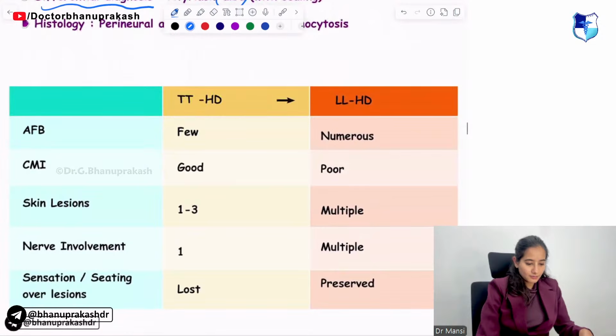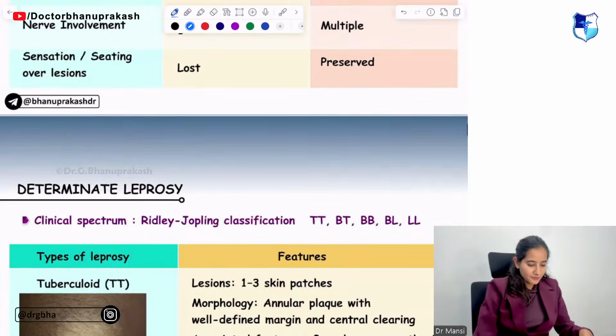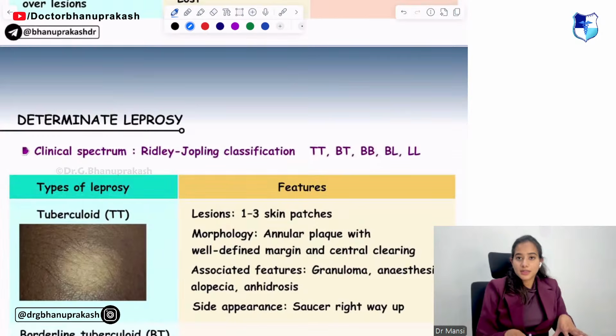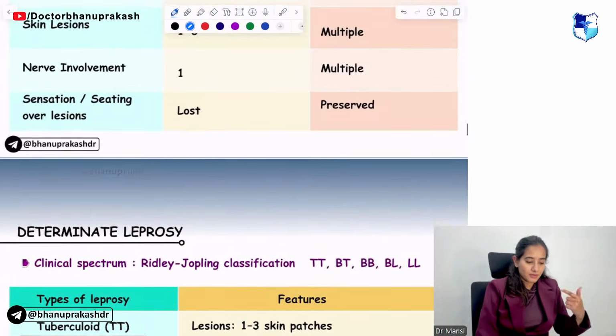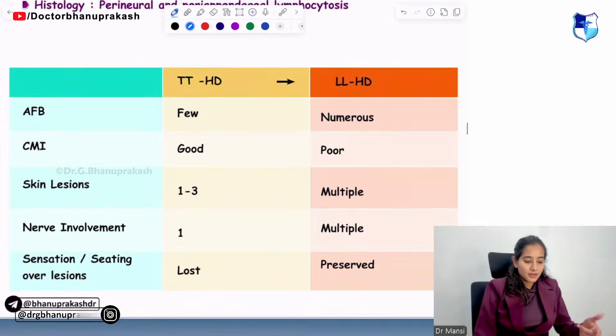Let us first move to the table and understand all kinds of leprosy first. Then we will come back to this table just to revise it all.